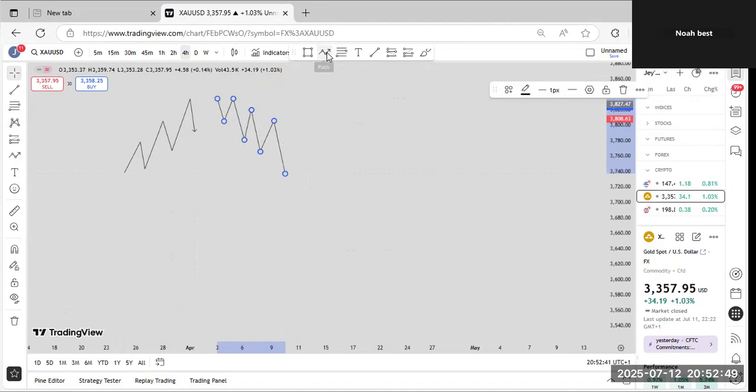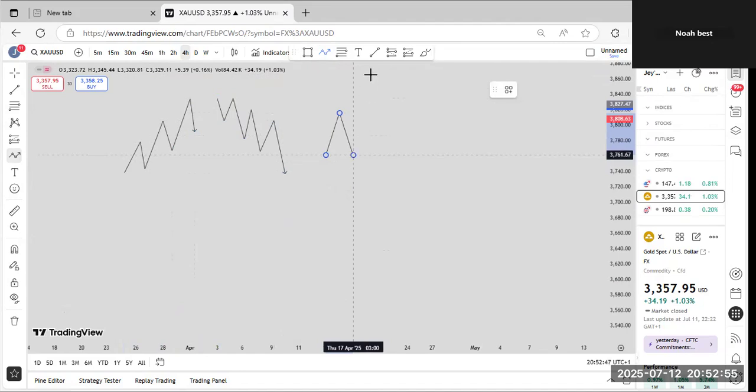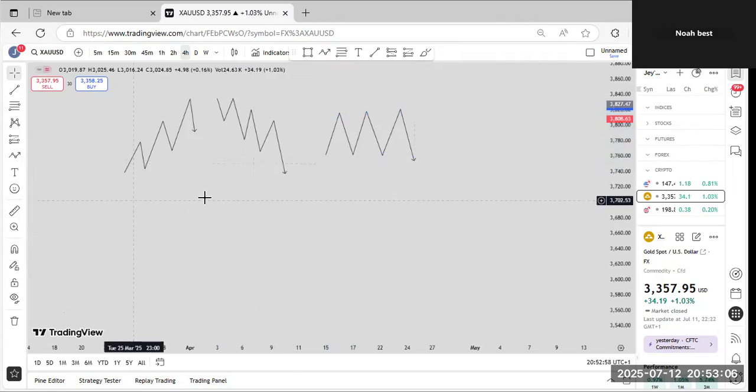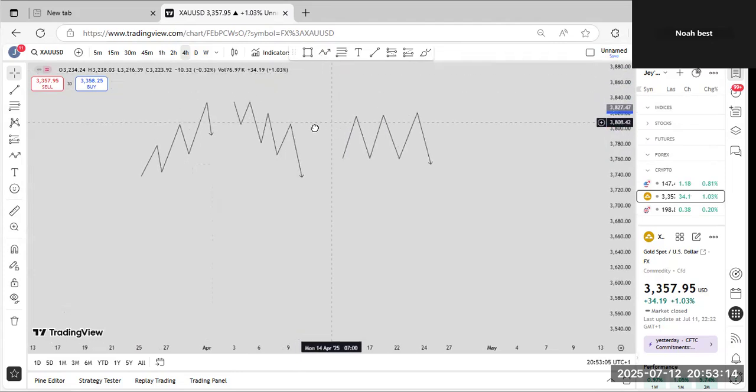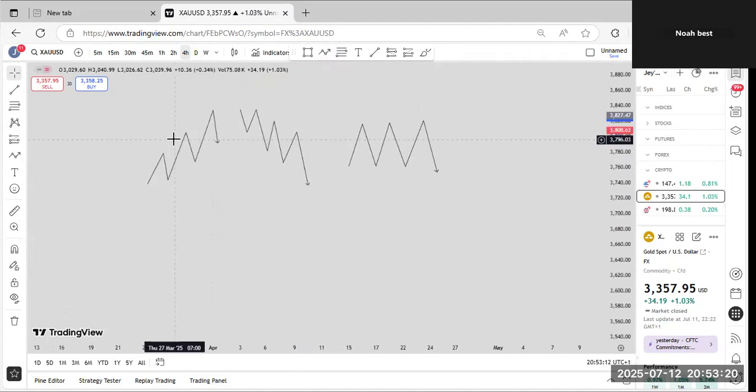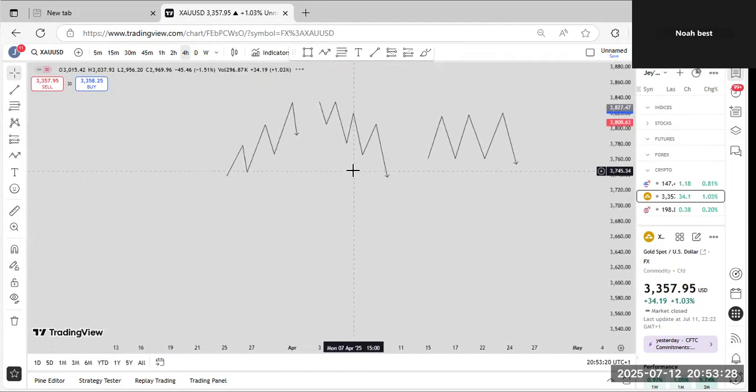Then for a ranging market, basically price moves from point A to point B, point B to point A, point A to point B, point B to point A. The market is just consolidating or ranging. So these are the things I look out for. And in the market structure part of the strategy, you are either trading continuations or you are trading reversals.